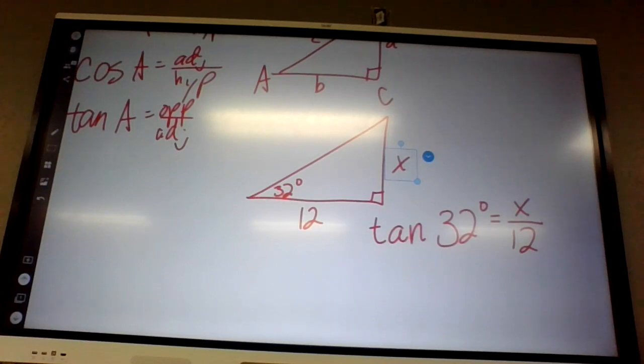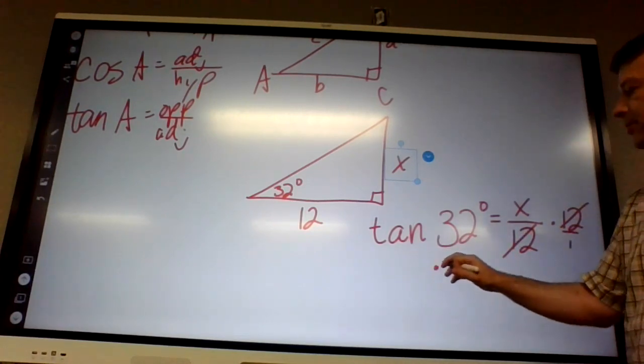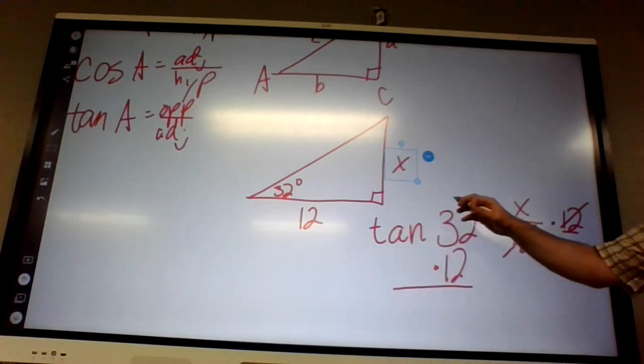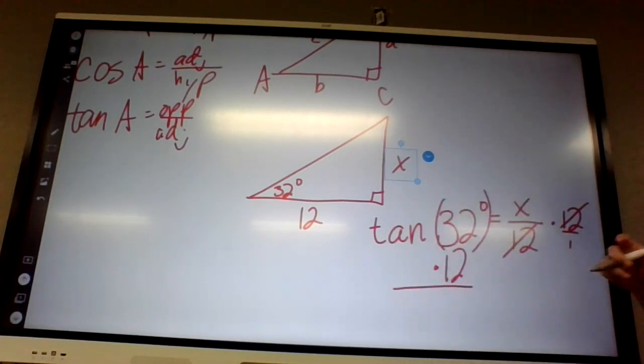Okay, how did we solve this yesterday? How do we solve this for x? Right, if it's divided by 12, to solve for x you would multiply by 12. That would get rid of the 12s. And then over here, whatever tangent of 32 times 12 is. Remember, if you use your calculator, you need to make sure you close tangent of 32 before you multiply by 12. Anyway, that would give us x.